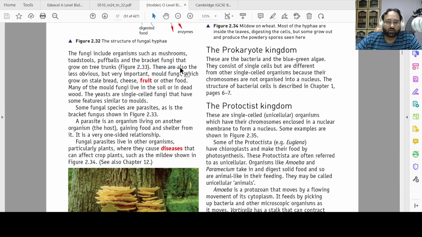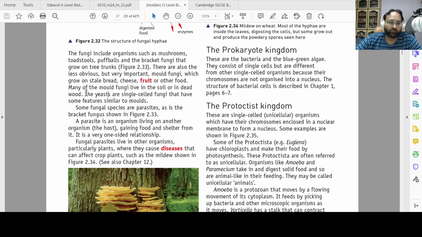Okay, so there are also the less obvious but very important mold fungi, which grow on stale bread, cheese, fruit, or other foods. I'm guessing you've come across these sometime, right? The stuff that starts growing on stale food, at least bread or fruits. Oh yeah, definitely bread. So that's mold fungi. Many of the mold fungi live in the soil or in dead wood.